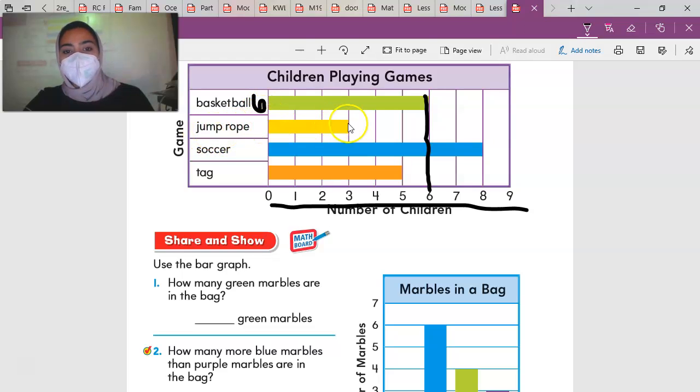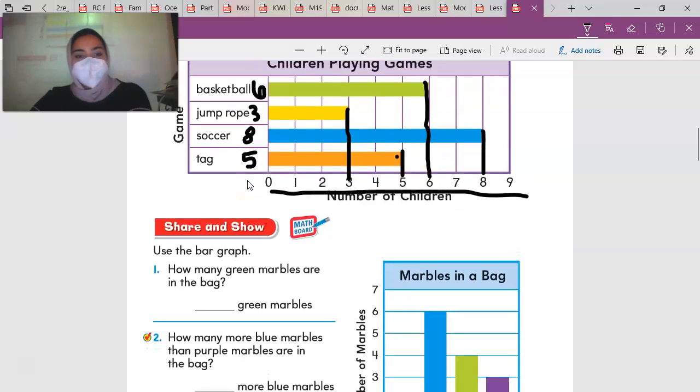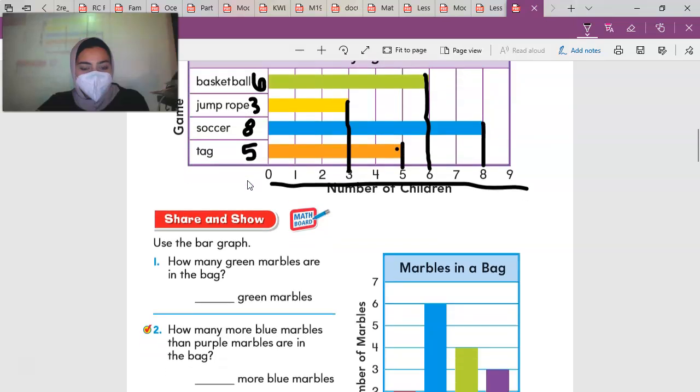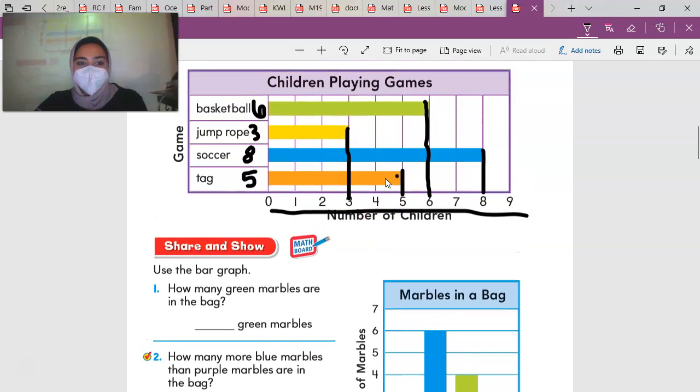What about jump rope? 3. Very good. 3. Be sure that you're really careful and you follow that line where it stops all the way to the bottom. Now, if I look at soccer, the blue bar, it's 8. You go all the way to the bottom. That's still 8. And tag, all the way to the bottom, it's what? 5. 5. Okay. Very good. So the scale tells us how many kids are playing that sport or that game.